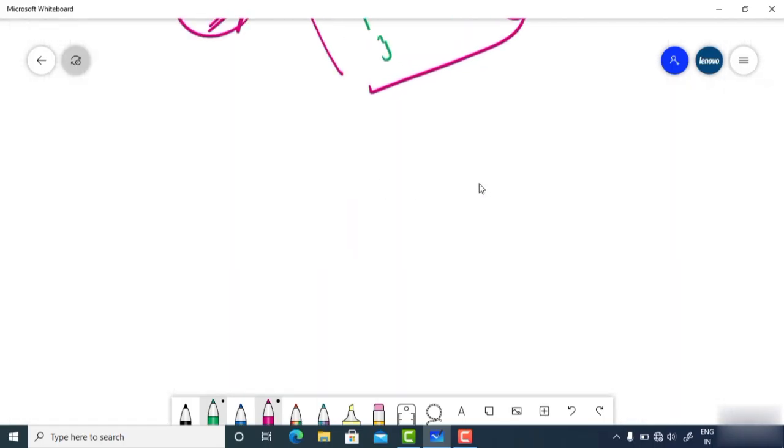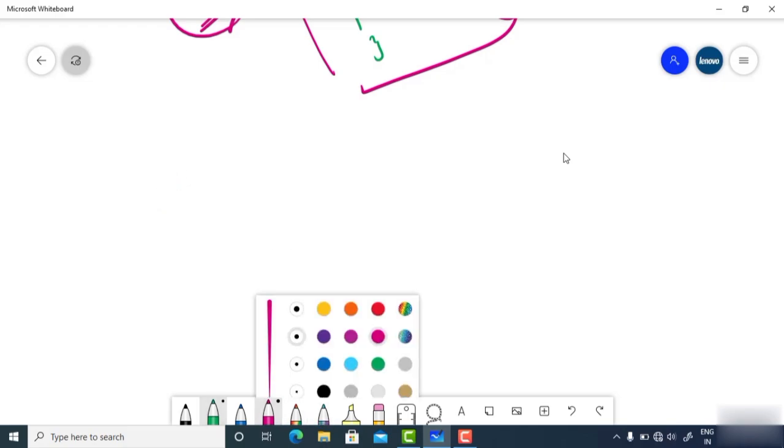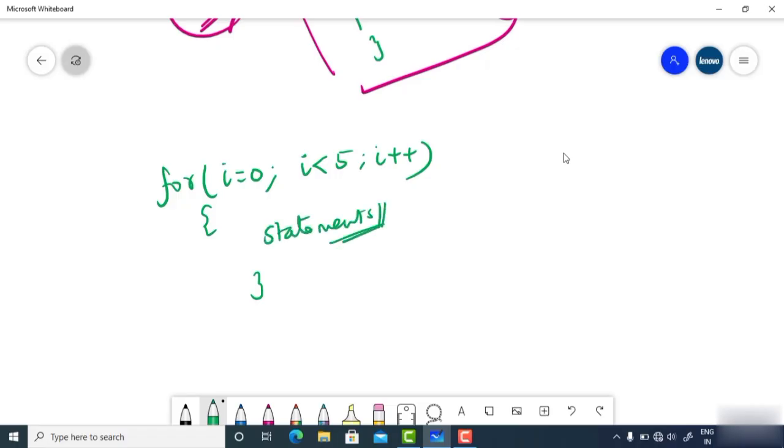Okay, let's take another example. Let us take a for loop. I'm just writing a for loop alone. So for i equals 0. That's how you write a for loop in C programming, right? i plus plus, and I'll be having something inside. Some statements, I don't know what those statements are, so let me write statements like that.